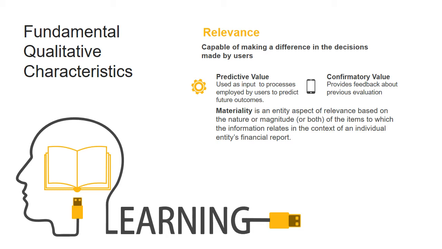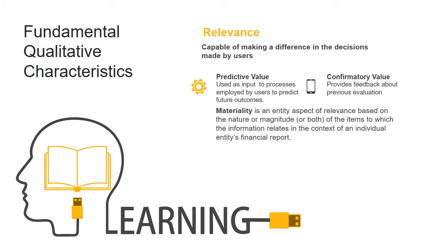Meron tayong tinatawag na materiality naman. When I say materiality, it is an entity aspect of relevance. Kasi may mga items na relevant sa ibang kumpanya pero hindi relevant sa ibang company. Okay? Because materiality, the concept of materiality is not an absolute materiality but a relative materiality. Meaning, for example, yung 1,000 pesos sa isang company, sa isang maliit na company, material na sa kanila, malaking halaga, significant. Pero yung 1,000 pesos sa large companies, immaterial lang yan, insignificant lang yan.